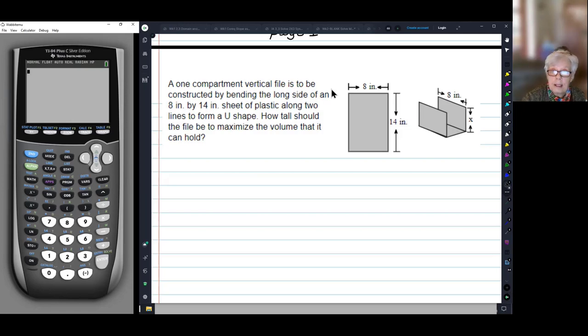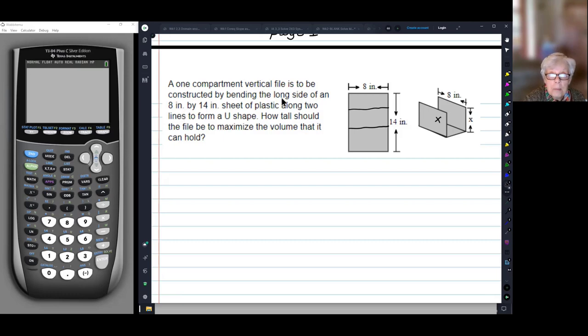two lines. That is, this is the long side. We're going to fold the long side, and they've drawn two lines that I hope are straighter than that and more evenly spaced than that. But that's going to allow them to fold this up so that each side is X high. So this side is X inches high and this side is X inches high.